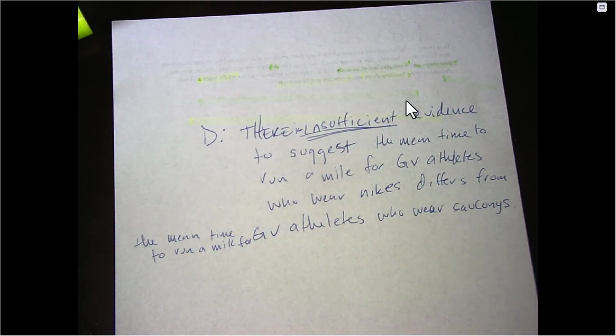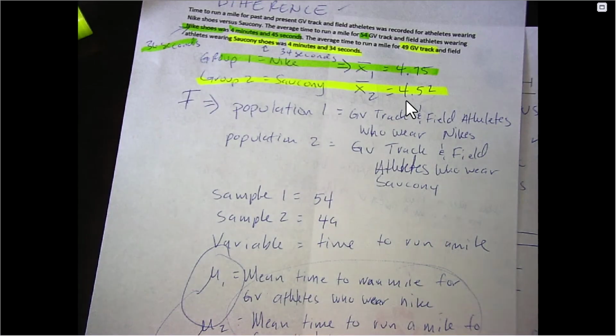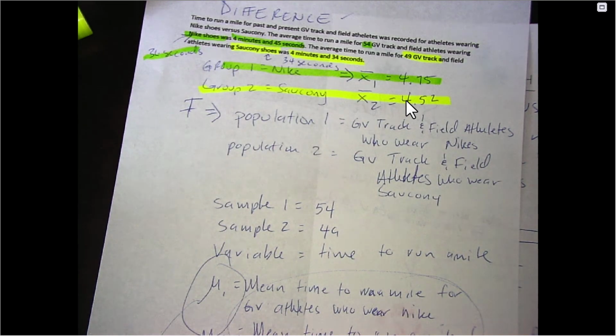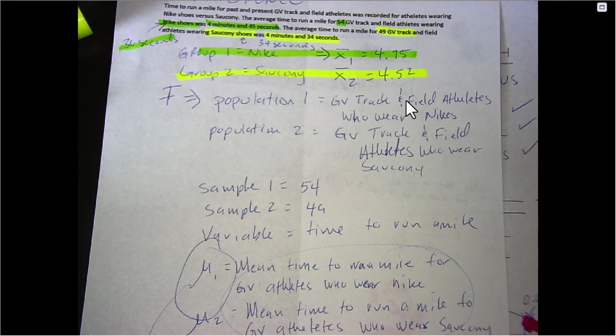And then remember that if you have insufficient evidence, doing a confidence interval really is kind of a moot point because you already know that there's insufficient evidence to suggest a difference. So a confidence interval showing where the difference is or who has a larger average time wouldn't really make sense or tell you anything. So that's the first example.